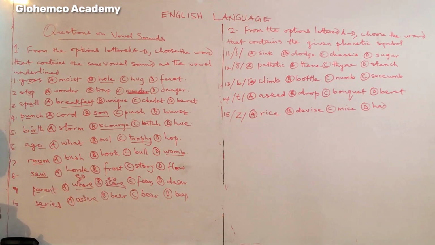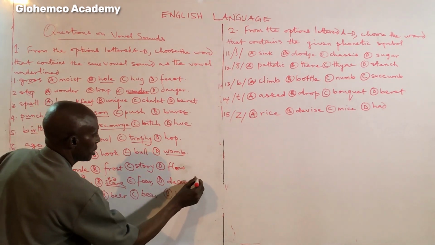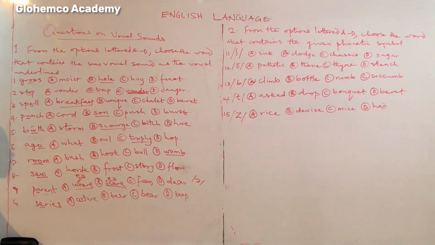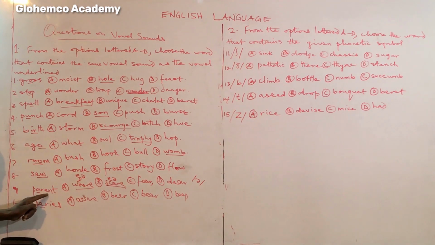Let me write it there. So the two contain this one. But if this, look at this one. If it is this one that is underlined, then we are going to have something like this. That's what we are going to have there. Parent, not parent. So this one we are going to have it here, but this one is heir, parent.